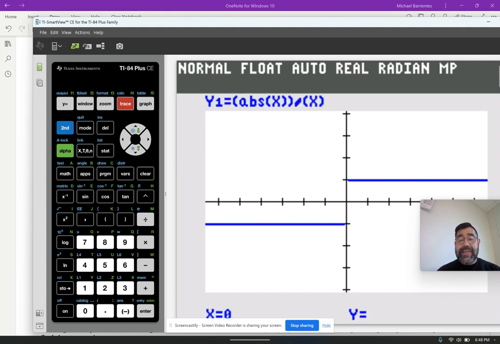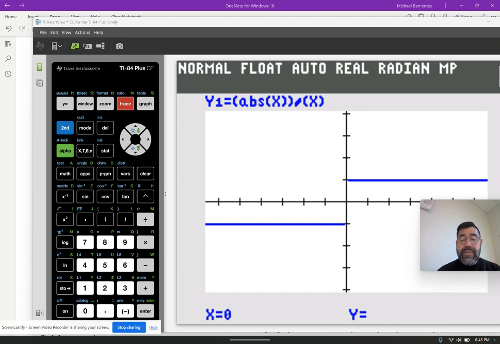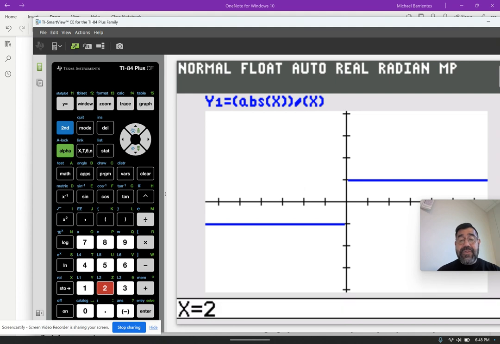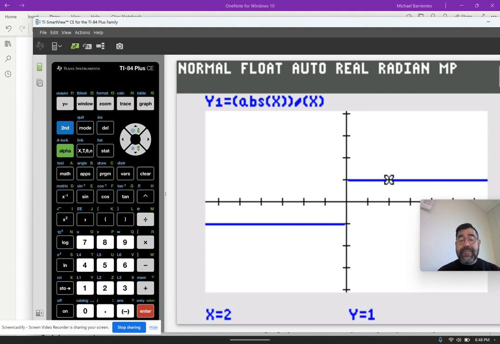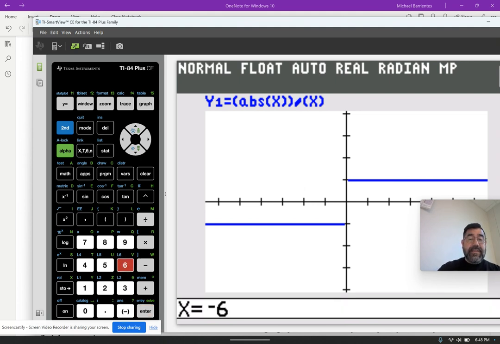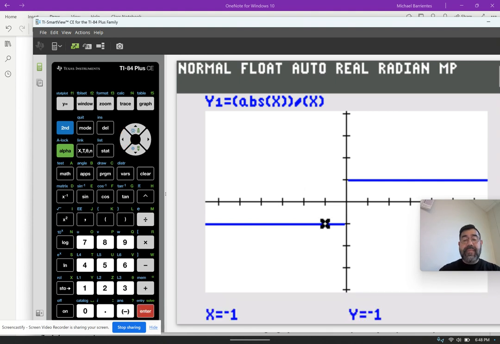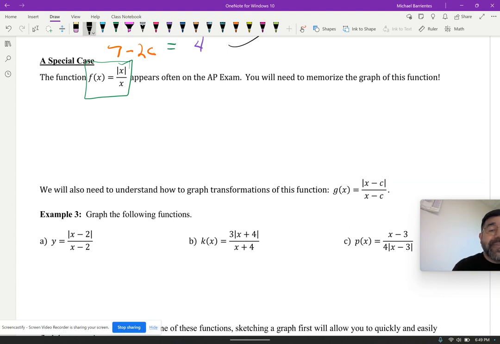If I press trace, you'll notice at the bottom, when x equals 0, there is no y value. But when x equals 2, or when x equals -1, the y output, the y value, is always going to be either -1 or +1. Okay, so let's make a sketch of that on here.